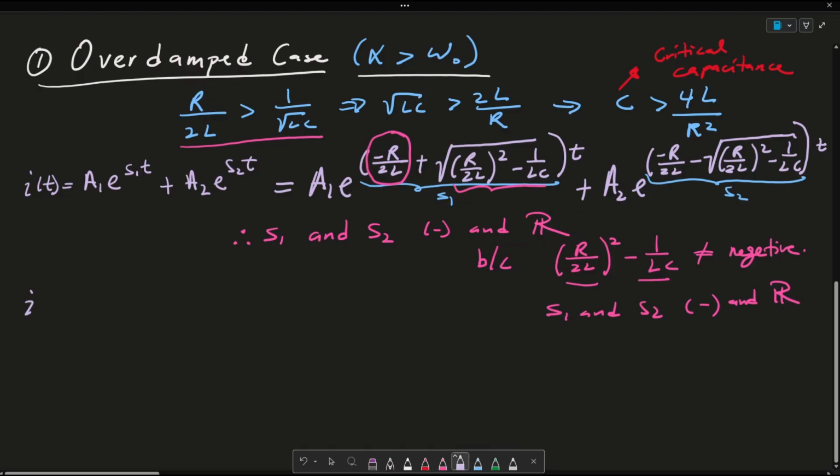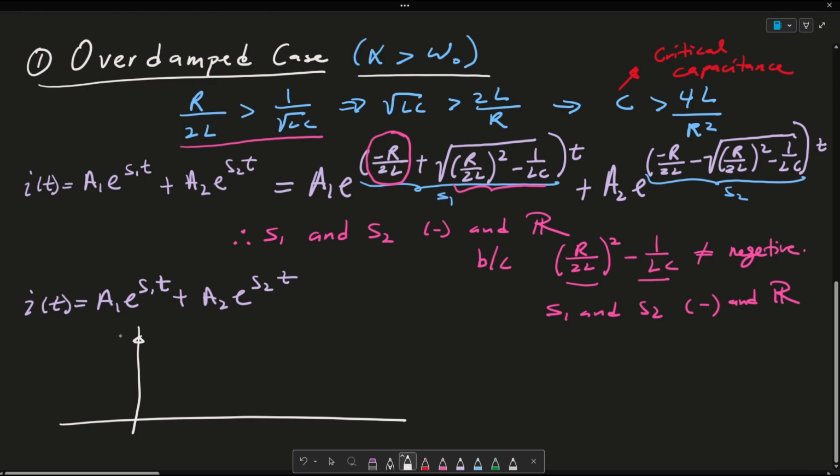So to conclude, therefore, I of t is simply just this A1 e to the S1 t plus A2 e to the S2 t, where its graph looks something like this. So if this is I of t and this is t going to infinity, let's take that at I of 0, this is 0, and let's take this decaying function as a reference, where this is e to the st. My function for my current will be 0 until here, and then it will lift up and go like this.